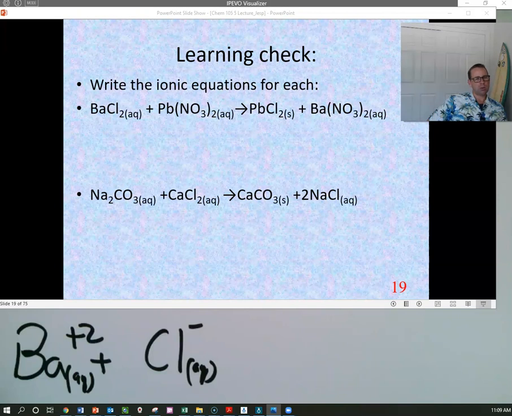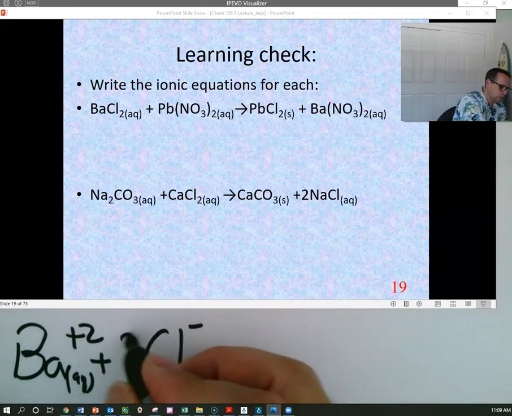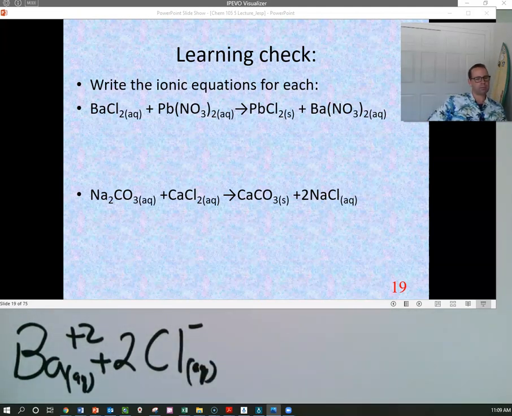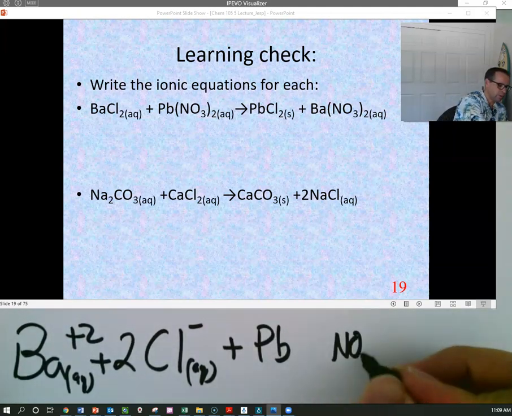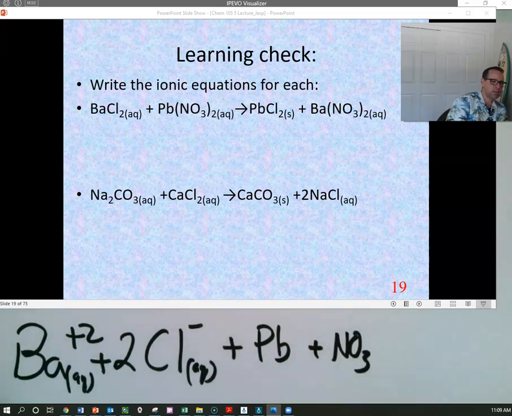Okay. Do we have the right number of bariums? Nope. All right, 2 chlorides. Very good. We need 2. And they're going to combine with what other ions? Very good. What's the charge on the lead ion? And what's the charge on the nitrate ion? Lead is element 82.